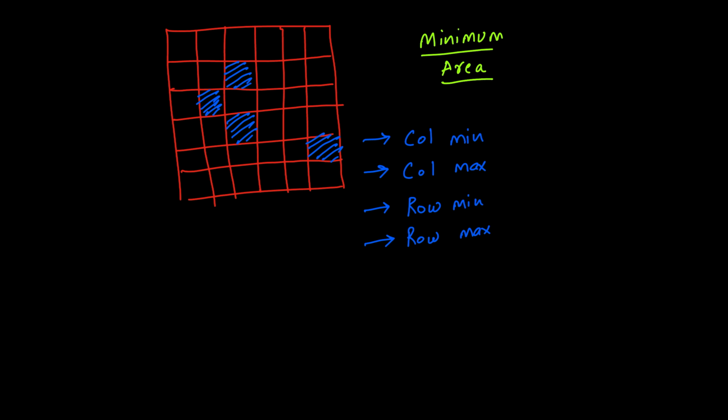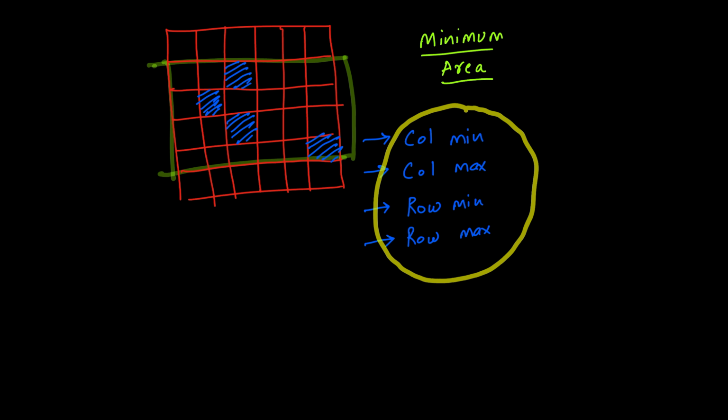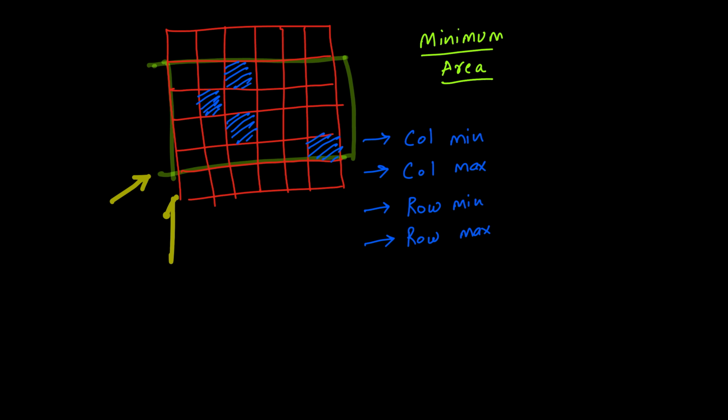In this example, the area highlighted in yellow is the minimum area that we need to return that covers all of the ones in the grid. And if we try to relate these variables to the area that we highlighted, there is a direct correlation. This is going to be the row min, this is the row max, this is going to be the column min, and this is the column max.